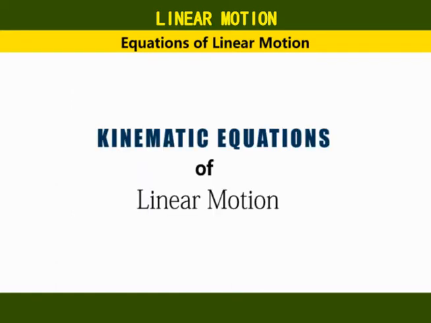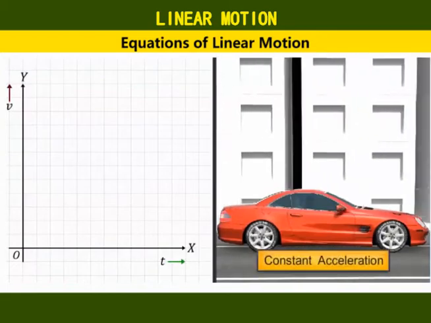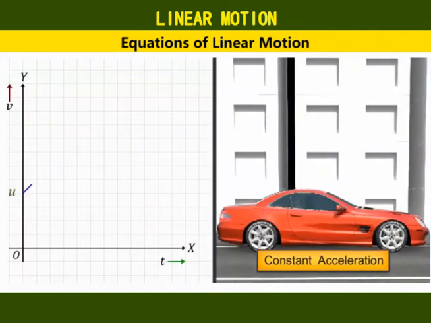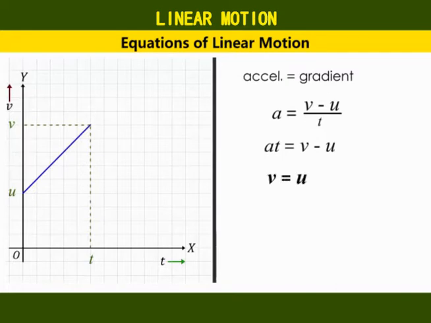There are three equations, so let's derive them one by one. The first one. Consider a body moving in a straight line such that its velocity changes from an initial velocity u at time t equal to 0 seconds to a final velocity v at time t seconds. The acceleration of the body is equal to the gradient of the graph. This is given as (v − u)/t. If we cross multiply, we shall have at = v − u. And if we rearrange, we shall have v = u + at. This is the first equation.